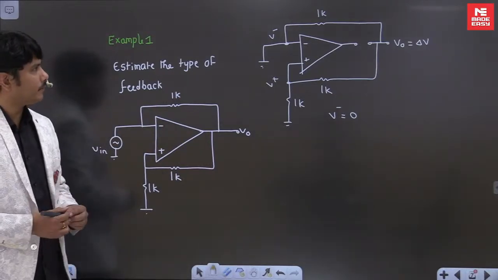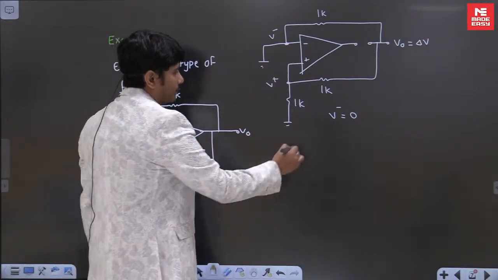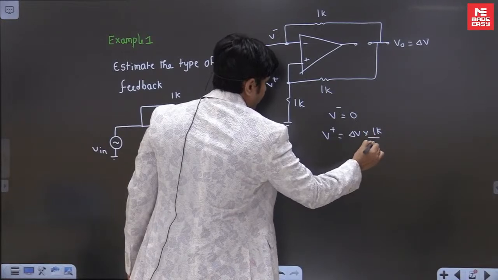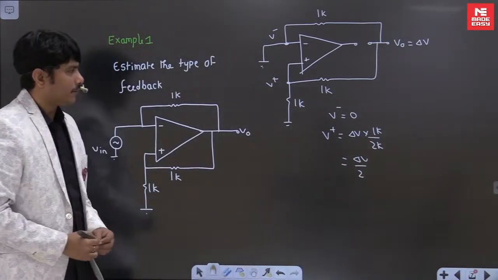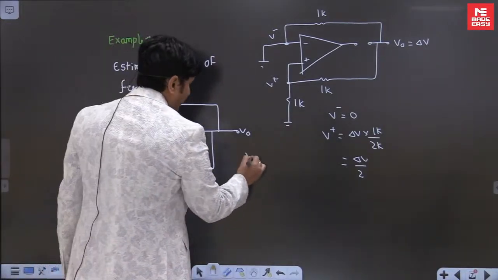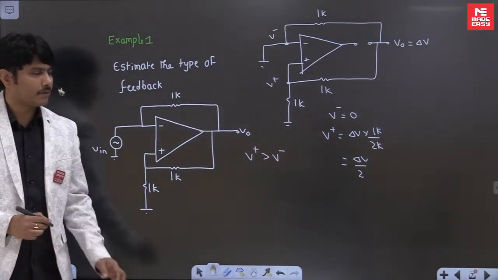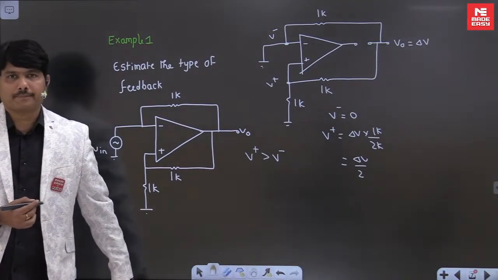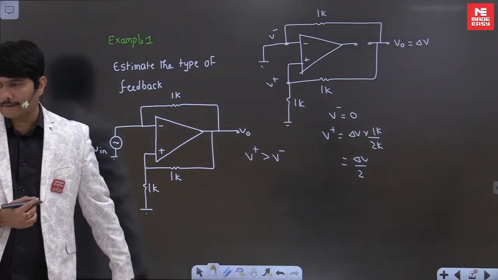Let us verify what type of feedback it is. This V minus is 0. What is V plus here? It is del V into 1K by 2K, which comes to del V by 2. So V minus we got 0, V plus we got a positive quantity. That tells us V plus is greater than V minus. It's very simple. So finally this system is not a negative feedback, it's a positive feedback. I think most of the students have answered positive feedback. Great.